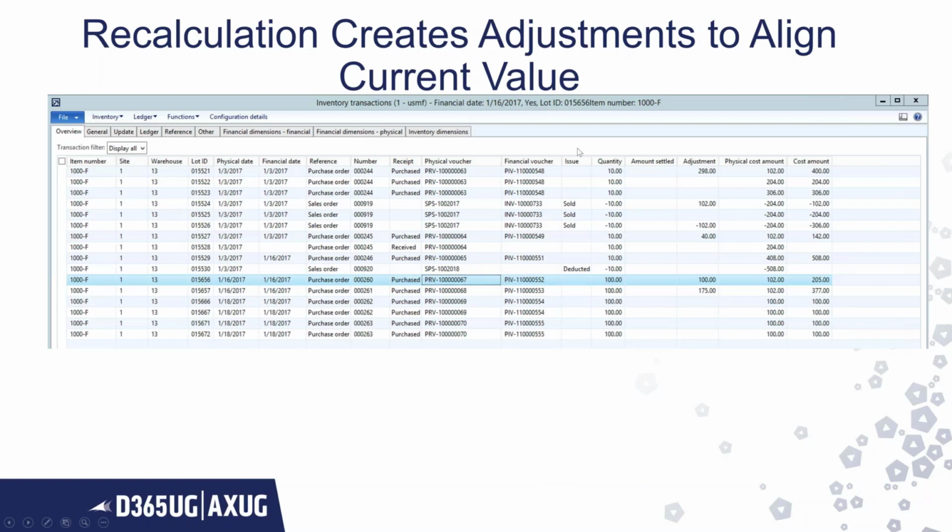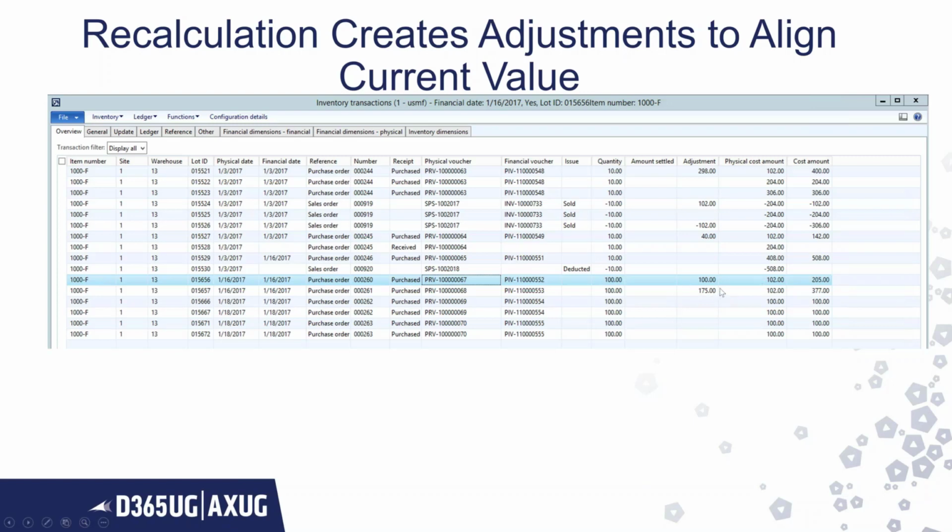And really what we're showing here is how it creates adjustments to align to the current value. So this did an adjustment of $100. The physical cost was 102. The cost amount financially was 205. And in this case, it's probably because we received the purchase order at 102 and we got the vendor invoice at 205. So it had to do this $100 adjustment to this transaction. All right. And probably something similar here.